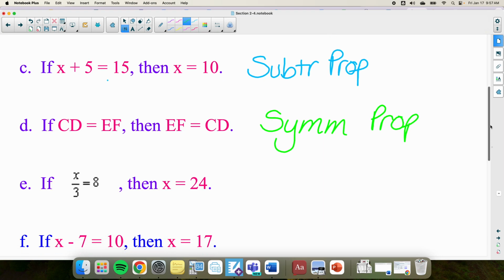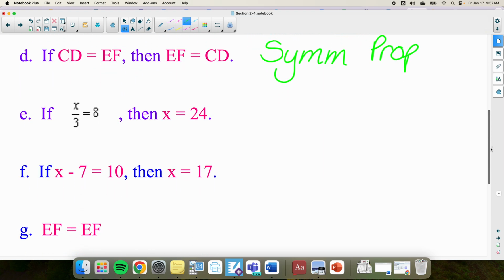Okay. Now if I look at E, it says x divided by 3 equals 8. What would we do to both sides of this? You would multiply by 3. And if you multiply by 3 on the left, they cancel. 8 by 3 is 24. So that's multiplication prop.